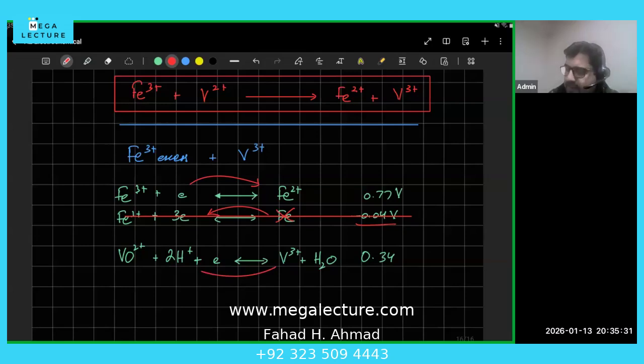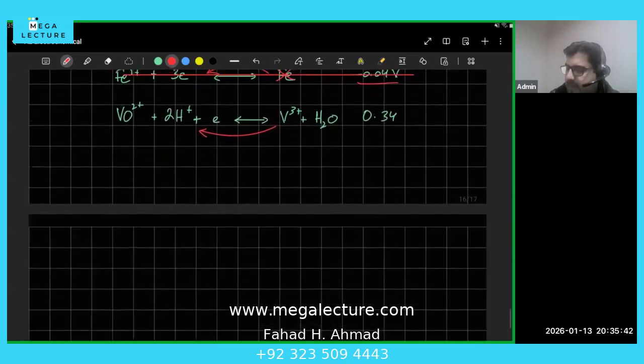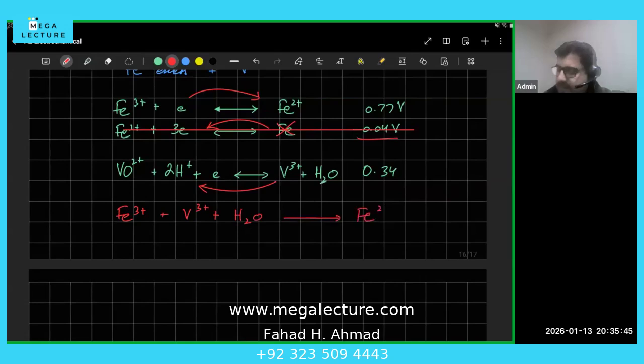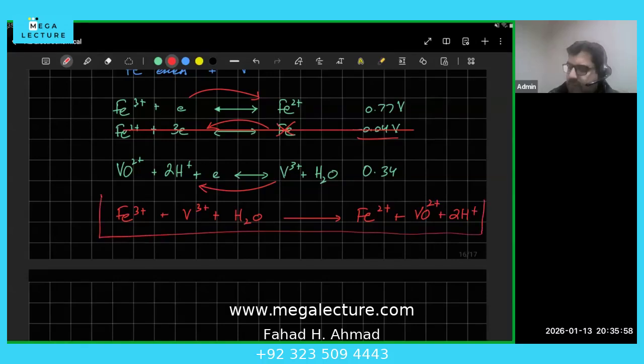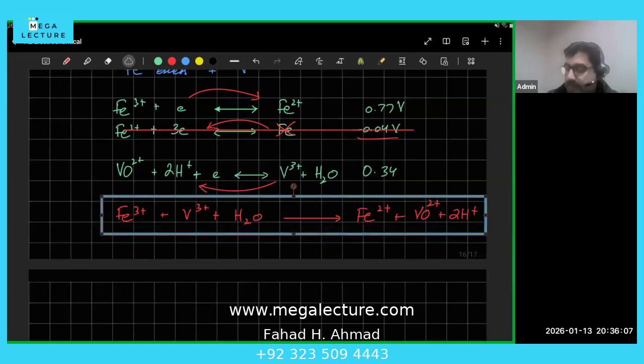The electrons are already balanced, so I'm just going to copy it. The reactants are Fe3+, V3+ and H2O, and the products are Fe2+ and VO2+ plus 2H+. So we did get a third reaction. Yes, this question actually came in the paper. Okay, so we are getting a third reaction.